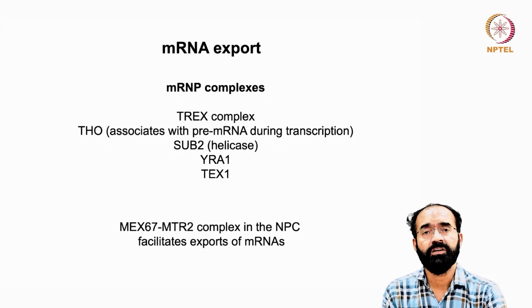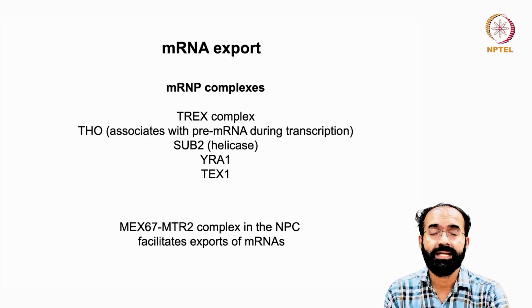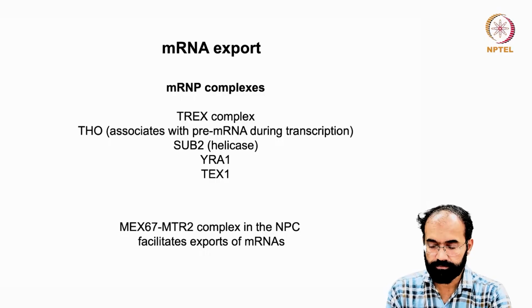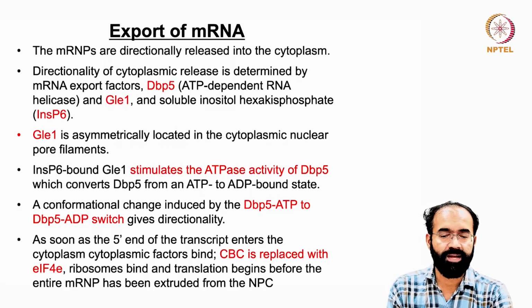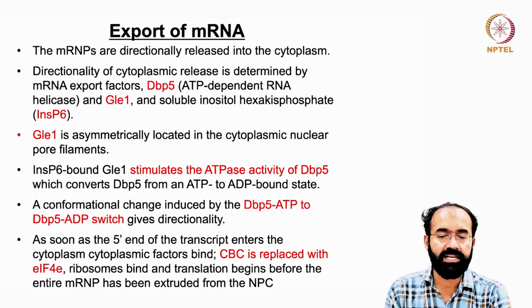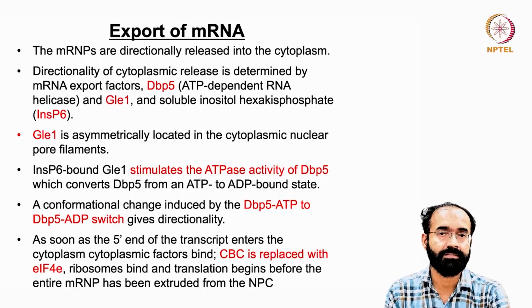So mRNA export from the nucleus to the cytoplasm is a complex process, and it involves TREX, THO, Sub2, YRA1, TEX1, and also the MEX67-MTR2 complex in the NPC. So these are associated with the RNA and these are present in the nuclear pore complex. Let us see stepwise the export of mRNA. The mRNPs are directionally released into the cytoplasm. That means it doesn't come from the cytoplasm to the nucleus. It is always nucleus to the cytoplasm.